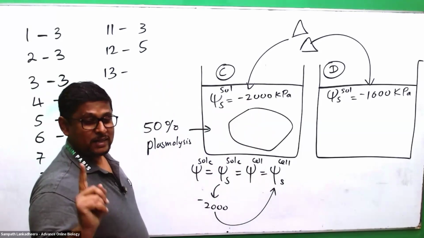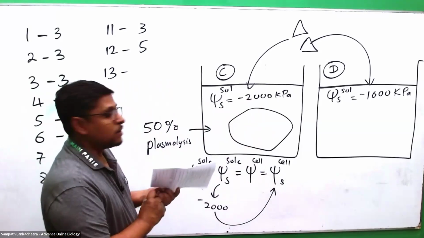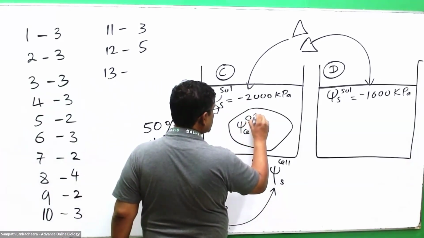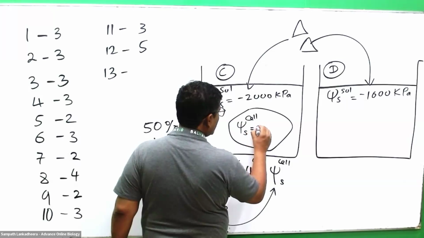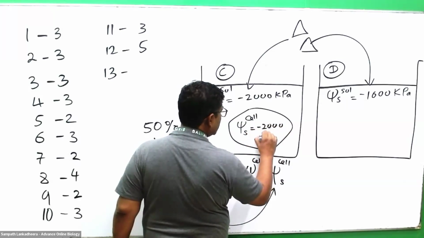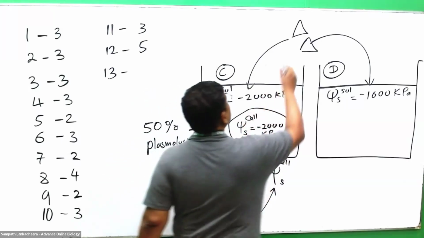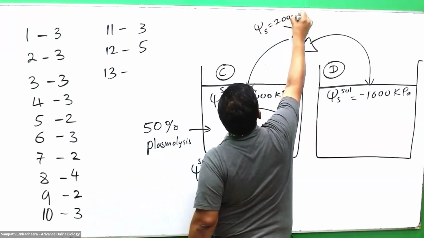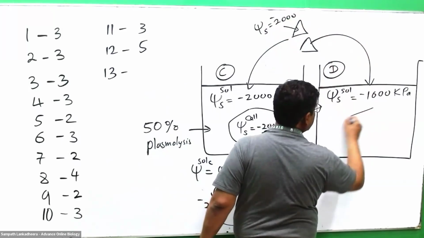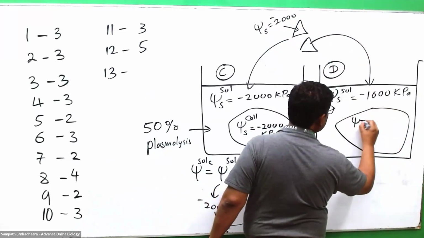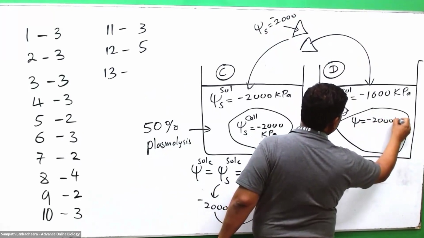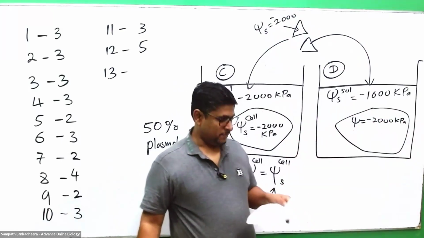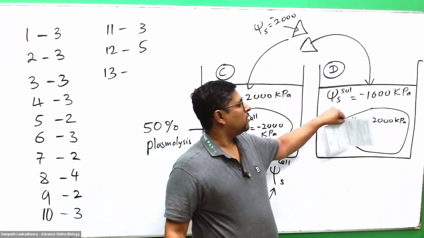You learn that theory part. So you know the solute potential of the cell. Solute potential of the cell is now minus 2000. Don't ask why, you learn the theory part. So the solute potential of these cells is also minus 2000, since it's the same tissue immersed here. So the solute potential of this one is also minus 2000 kilopascal. You know the solute potential of these cells now, and you know the outer solution water potential value.